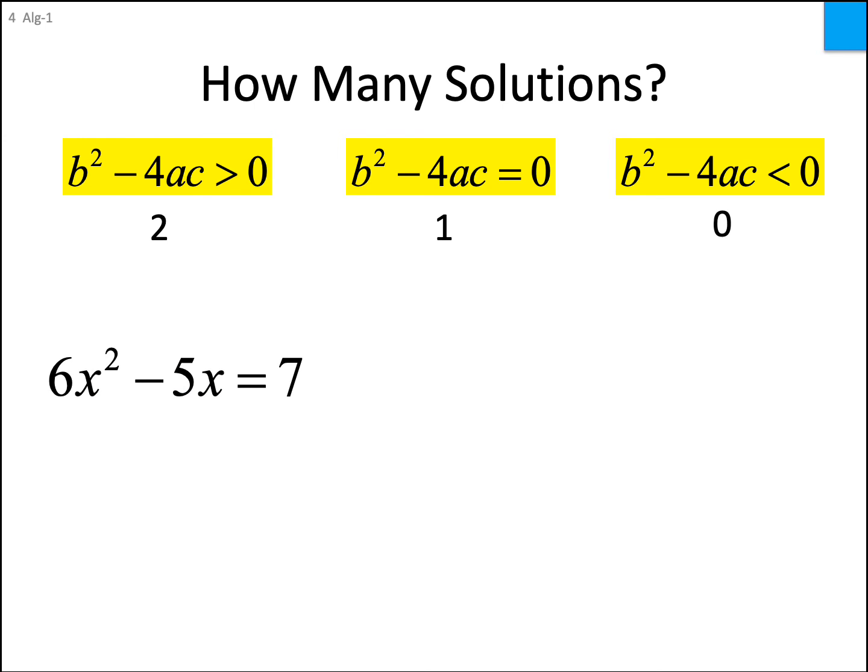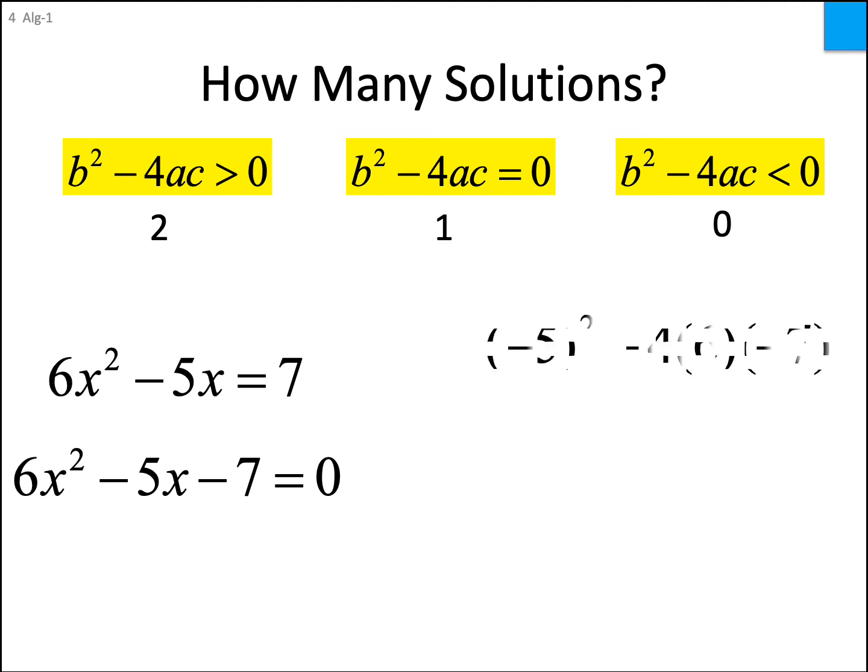Anybody notice a problem? That's right, this one is not in the form of ax squared plus bx plus c equals 0. So just force it to. Subtract 7 from both sides, right? And now it is of the form ax squared plus bx plus c equals 0. Once again, I don't care that it says ax squared plus bx plus c. B and c are just the values. So in this case, b is -5, c is -7, and a is 6. Throw those values into the discriminant, b squared minus 4ac, and then do the math.